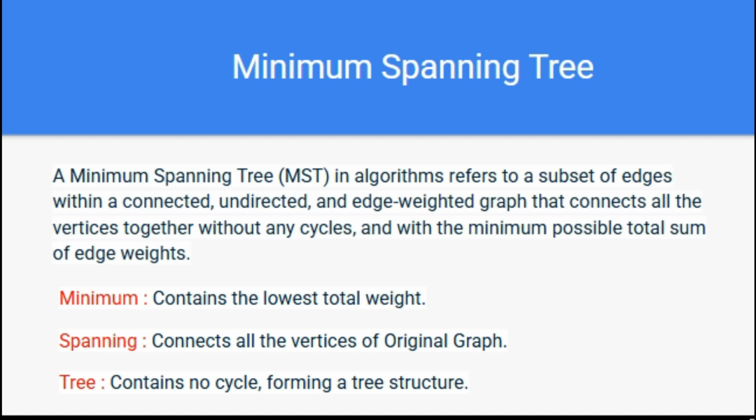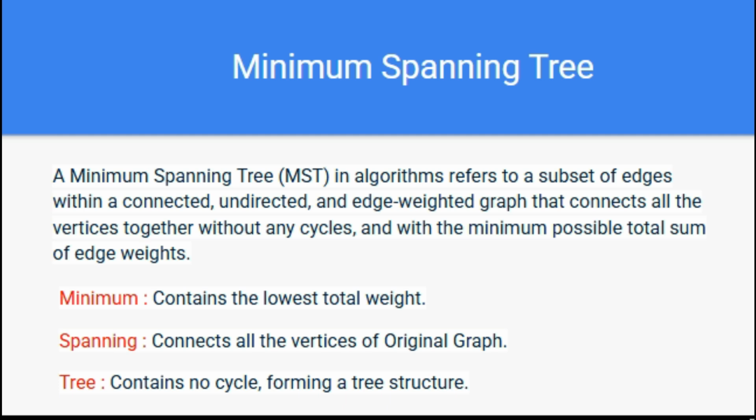Now, a minimum spanning tree in algorithms refers to a subset of edges. First of all, we are talking about a subset of edges. What do we mean by subset? Subset means that out of the given edges, we are choosing only some of the edges. How we are going to make that choice depends upon the algorithm that we are going to follow, within a connected, undirected and edge-weighted graph.